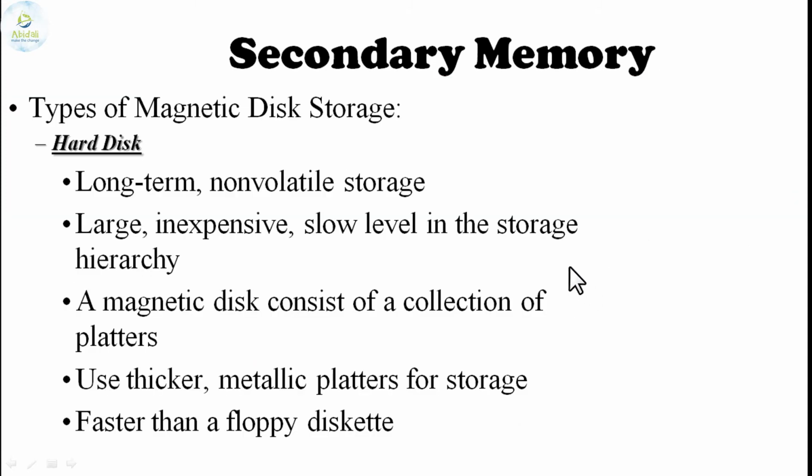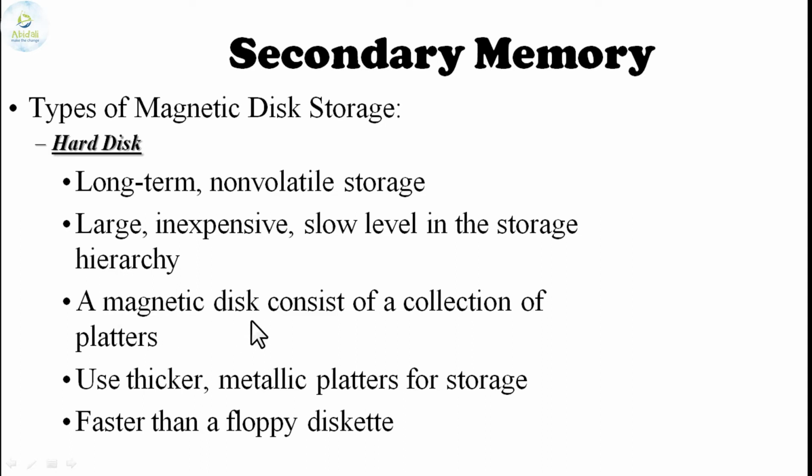So the type of magnetic disk is a long-term memory that can store the data for a very long duration. Non-volatile storage, that means even if the power is turned off, the data is saved or preserved for a longer duration. Large, inexpensive, slow in access, at this level of the storage hierarchy.